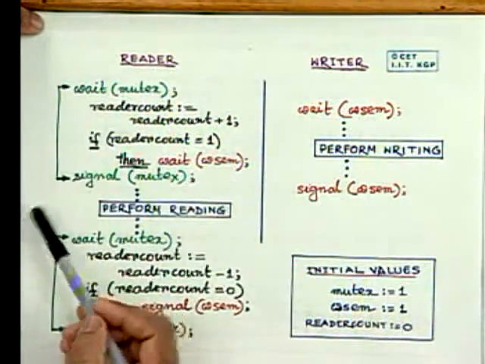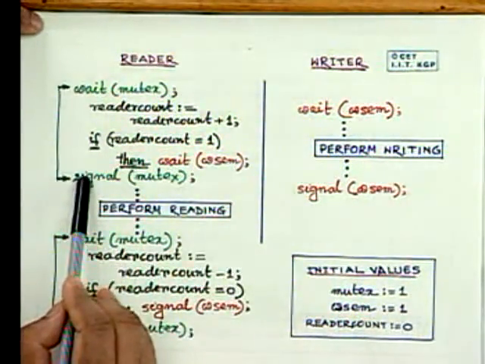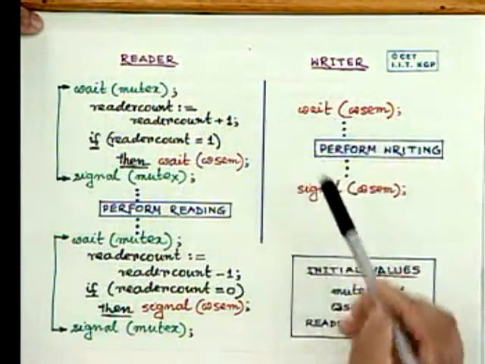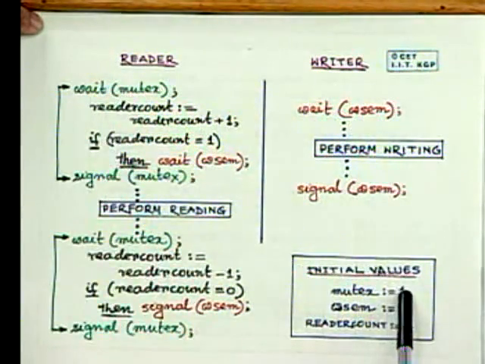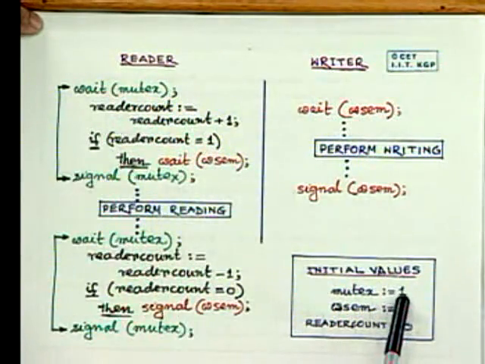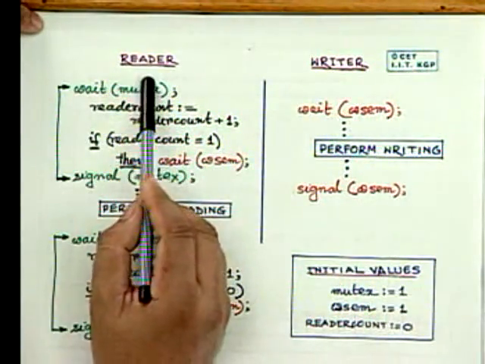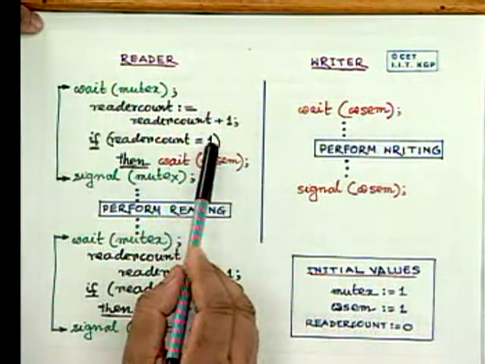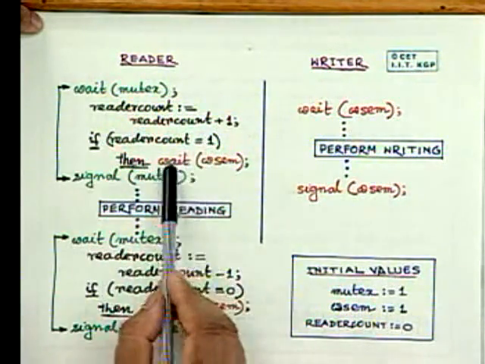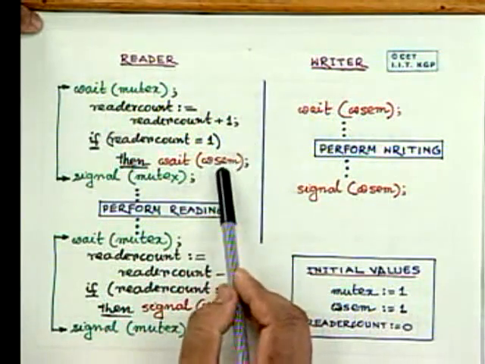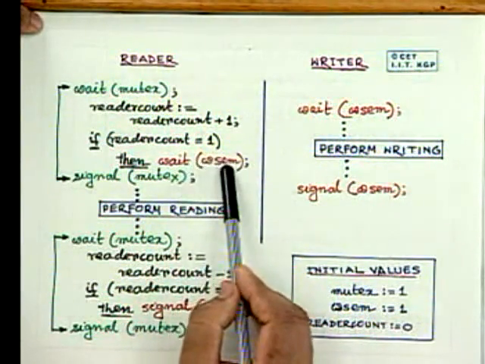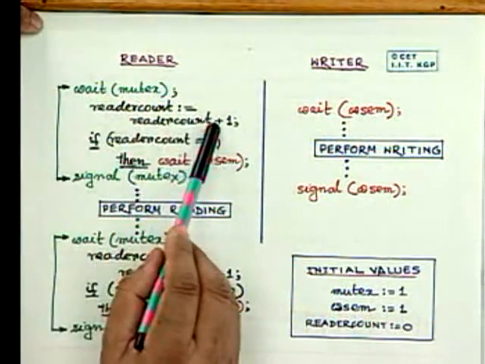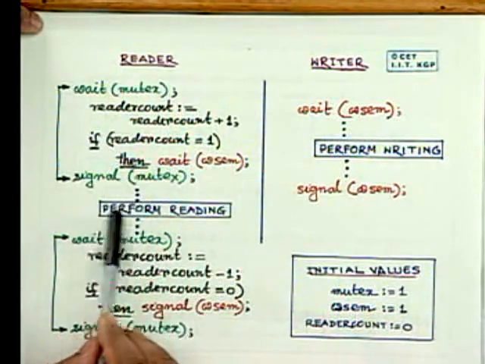The reader section is like this. This is a critical section, right? The reader count is incremented to reader count plus 1. First it waits on mutex, right? If the original value is 1, therefore the first one can enter it, reader count is incremented, and if the reader count is equal to 1, then it waits on WSEM. Now it waits on WSEM, I am explaining it out. Now if the reader count is not equal to 1, then naturally it signals mutex and it can perform reading.